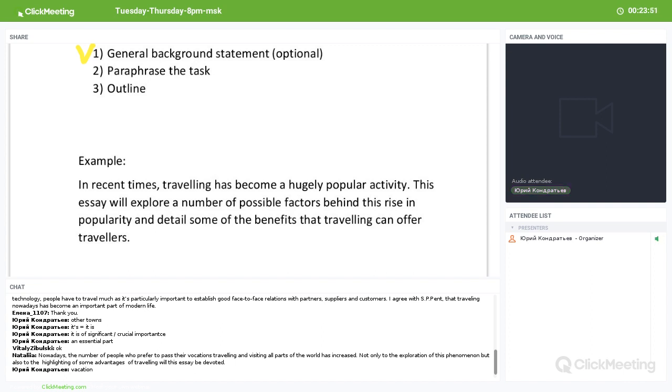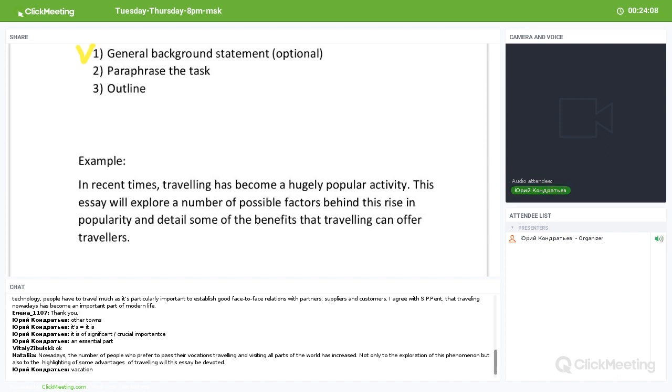And visiting all parts of the world has increased. Okay, the number of people has increased. Not only to the exploration of the phenomenon, but also to the highlighting of some advantages of traveling will this essay be devoted? No.